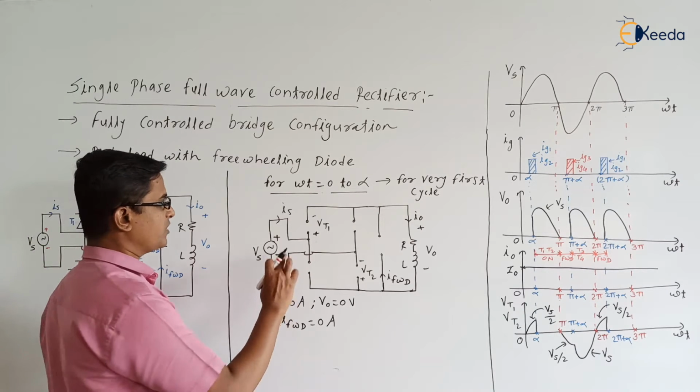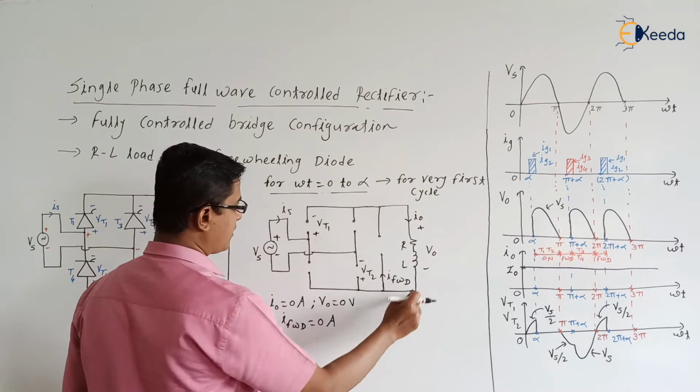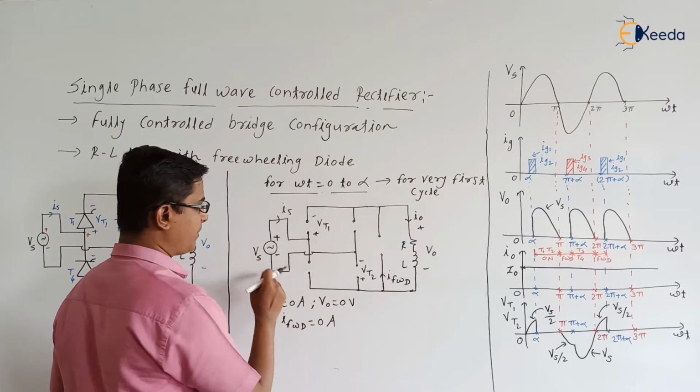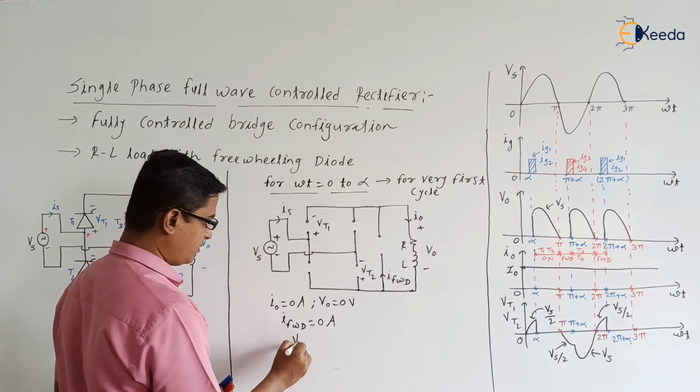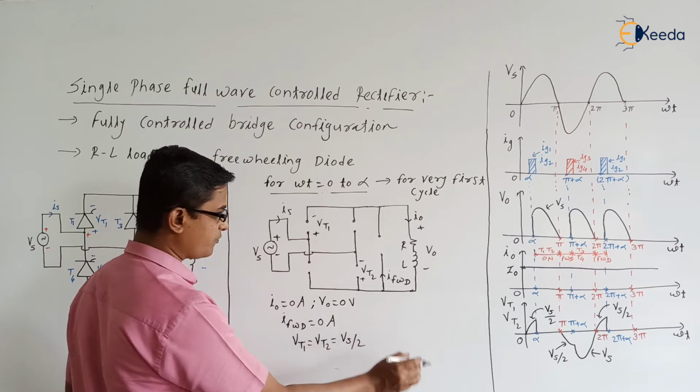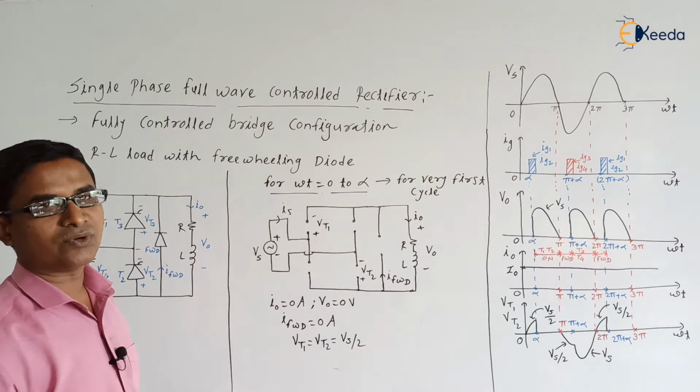Next, if we apply KVL to this loop, Vs, T1, load, T2 and again back to the Vs, we can write VT1 is equal to VT2 is equal to what? Vs by 2. VT1 is equal to VT2 is equal to Vs by 2.